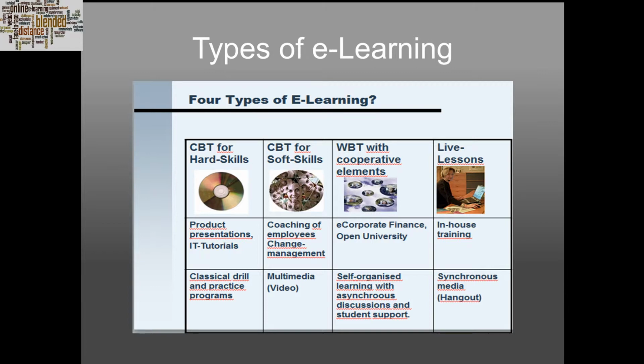There is the computer-based training for hard skills, the classical drill and practice programs. Then there is computer-based training for soft skills, supported by multimedia. Then there is the web-based training with cooperative elements. This includes self-organized learning with asynchronous discussions and student support. And the fourth category, web-based training with live lessons, for instance, carried out in a Hangout.